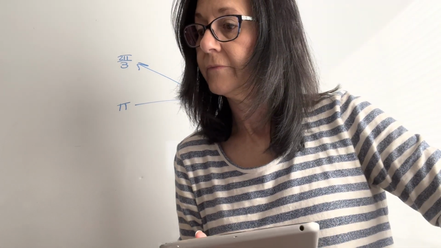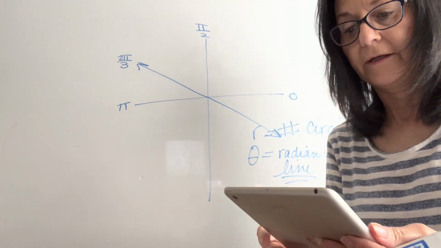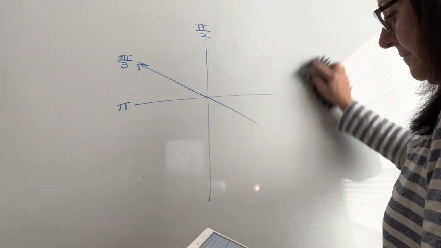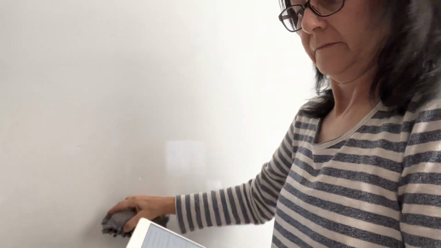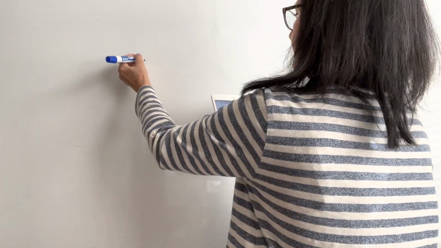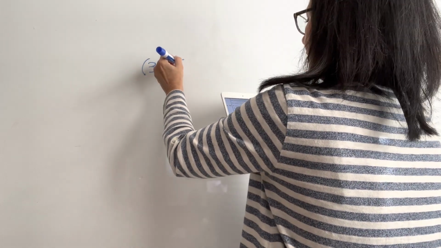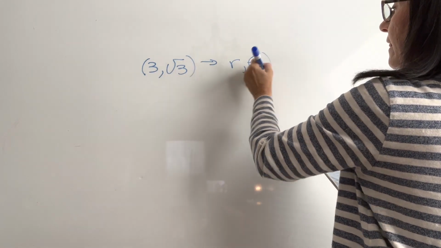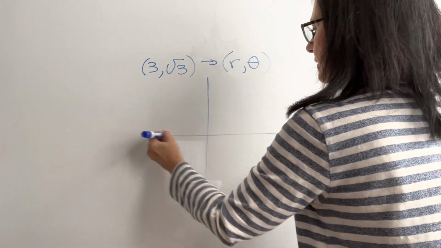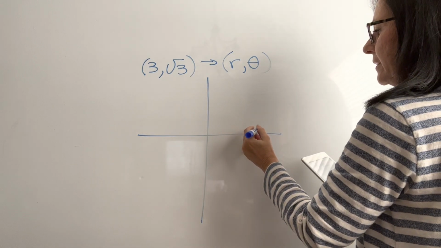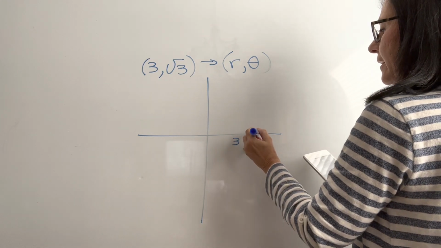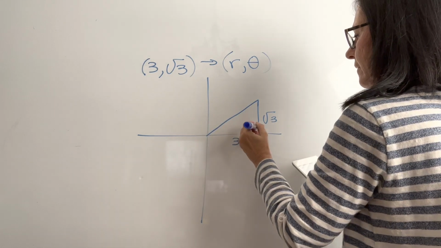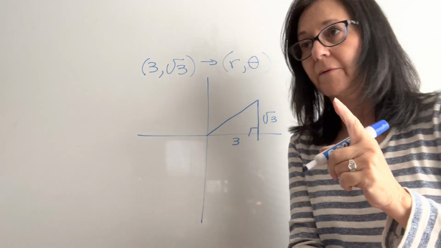Let's jump to 62 and 63. All right, it says convert. So we're going to convert (3, square root of 3) from rectangular to polar. So we want to go to r, theta. So you draw it in the rectangular system. It goes over 3. It goes up square root of 3. I'm going to need my calculator, I do believe. I'm going to go grab it.